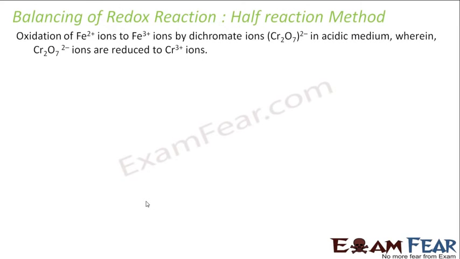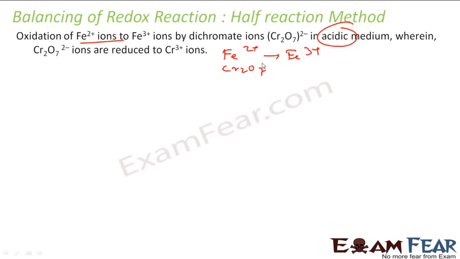We have the oxidation of iron from Fe2+ to Fe3+ by dichromate ion in acidic medium, wherein Cr2O7 2- ions are reduced to Cr3+. We have to balance this. Let me write the two halves first. The first one says that Fe2+ is getting oxidized to Fe3+, and the second reaction says that Cr2O7 2- is getting reduced to Cr3+. Now we have to balance this.